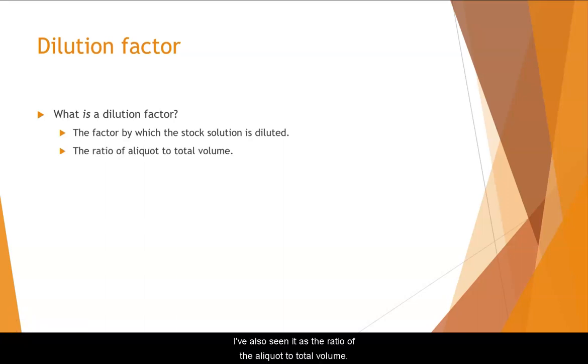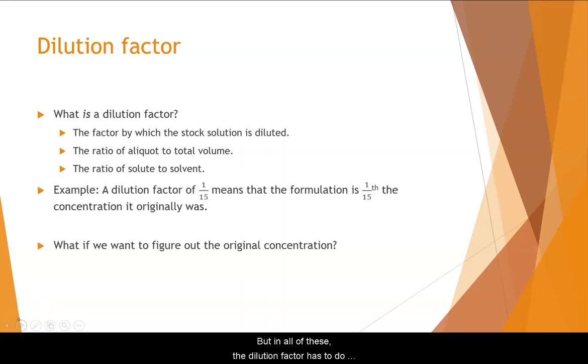I've also seen it as the ratio of the aliquot to total volume. Aliquot is the reagent part or stock solution part. I've also seen it defined as the ratio of solute to solvent. But in all of these, the dilution factor has to do with the concentration and how much we lessen that concentration or change that concentration. A dilution factor of 1/15 means that the formulation is 1/15 the concentration it originally was.